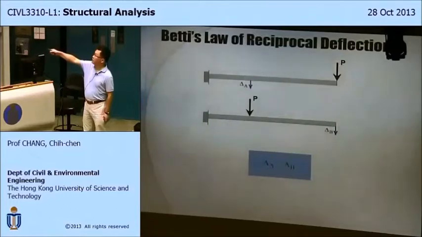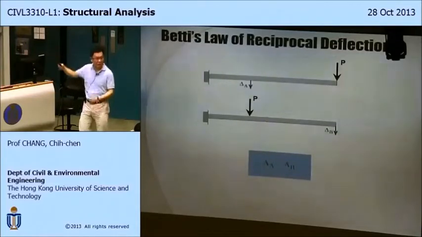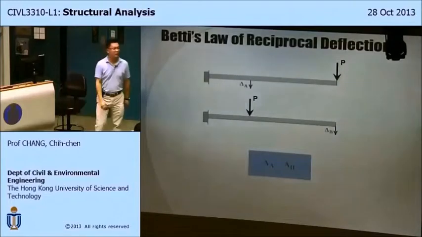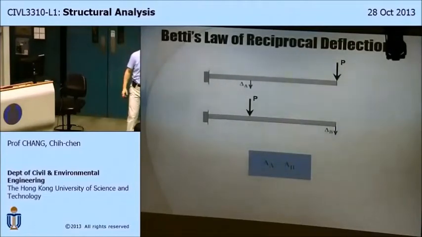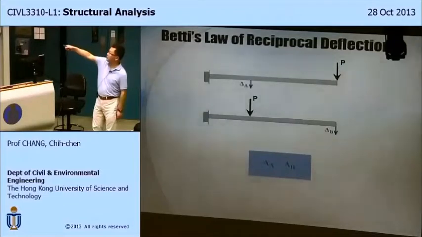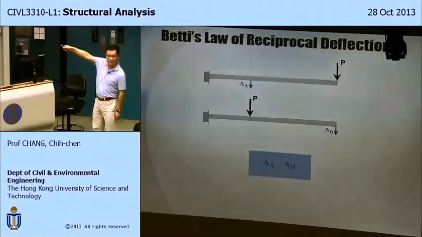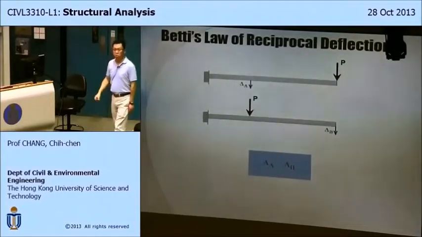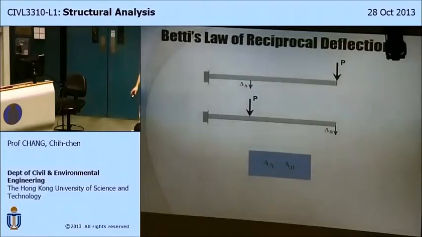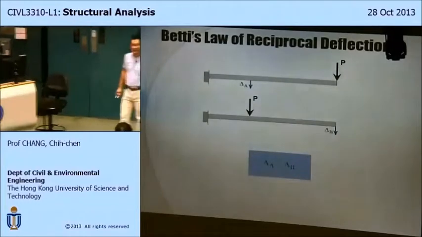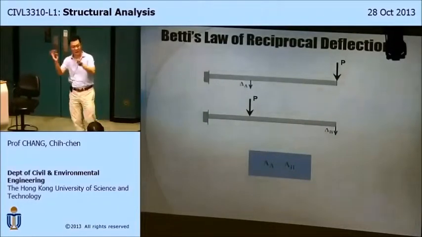So calculating this displacement under this loading condition is equivalent to calculating this displacement under this loading condition. They are equivalent. It's kind of interesting, isn't it? Instead of calculating that, I can calculate this. It's the same. Your mind is twisted enough?